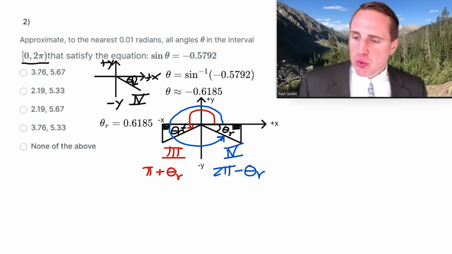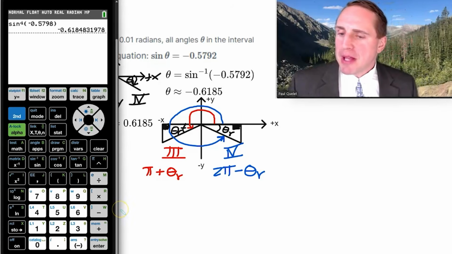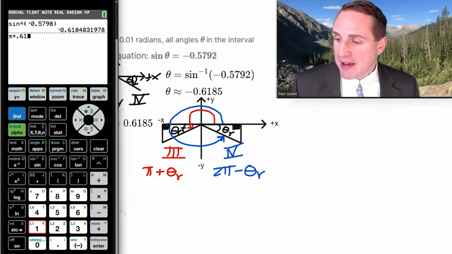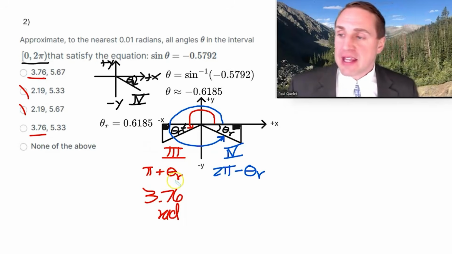Let's do this first one. Let's calculate pi plus this reference angle. So pi plus this reference angle is going to be pi plus 0.6185. Okay, so we get about 3.76 radians. So that seems to be either this one or this one, the first or the fourth choice. Then let's see if we can get the other one.